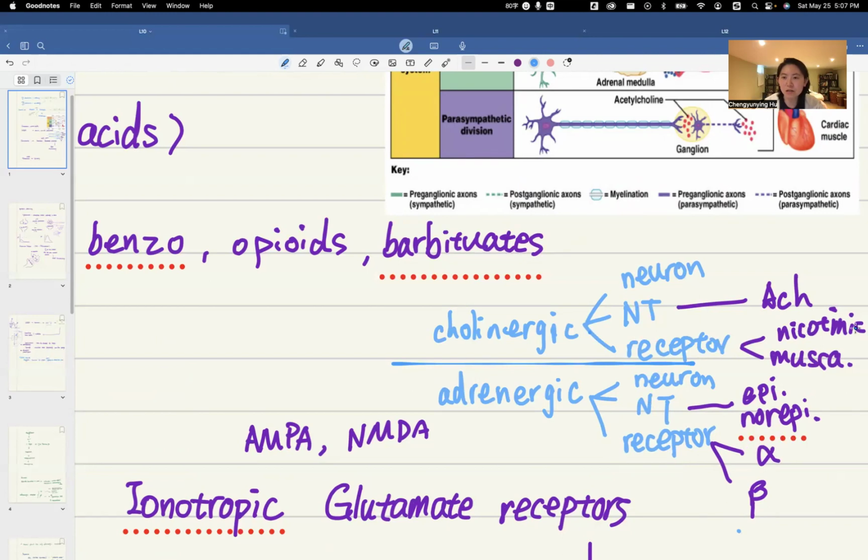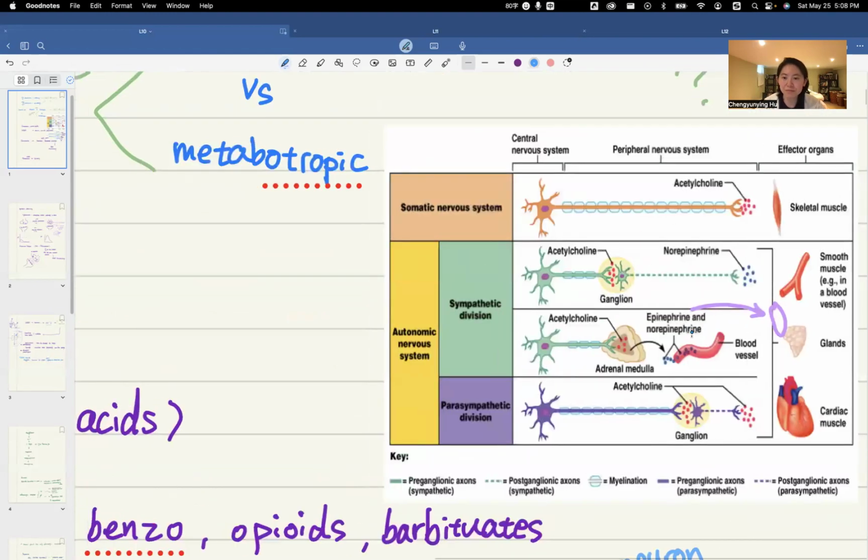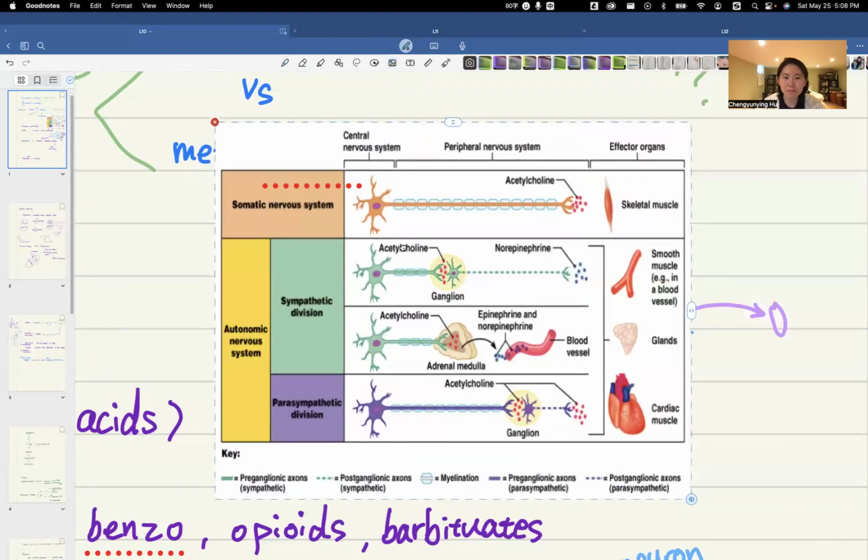Nicotinic is always excitatory. Muscarinic depends on the location; it is either excitatory or inhibitory. And for the adrenergic receptors, alpha or beta, it depends on the location. We do not know whether it's excitatory or inhibitory. Okay, back to this table. Let's start from the top.